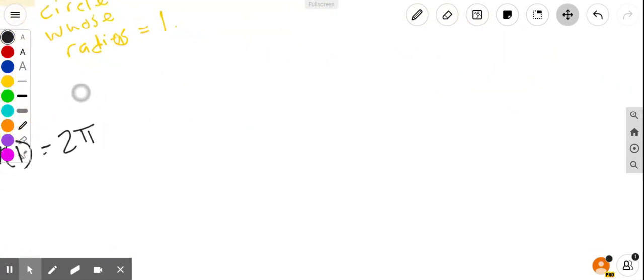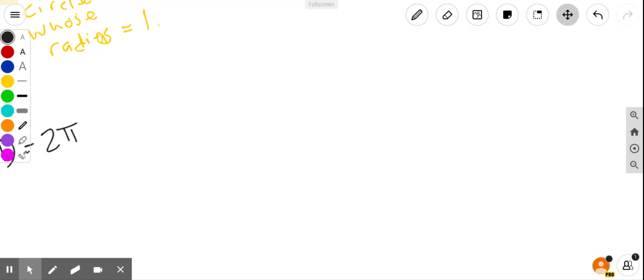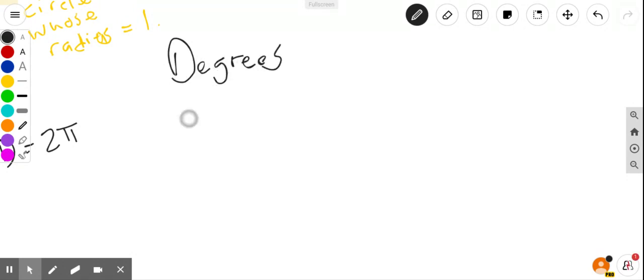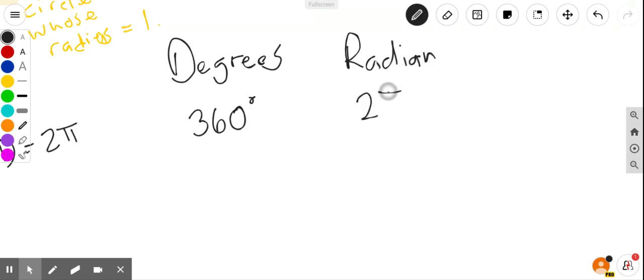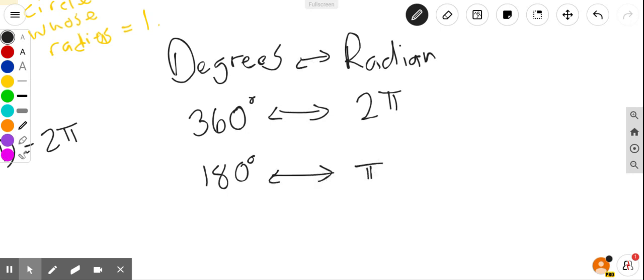This is another way to measure angles. We have degrees and we have radians. In degrees, an entire circle is 360 degrees. In radians, what we just found is that it accounts for 2 pi. So that means if 360 degrees is 2 pi, then 180 degrees would have to be the same as just pi when we're talking about radians.